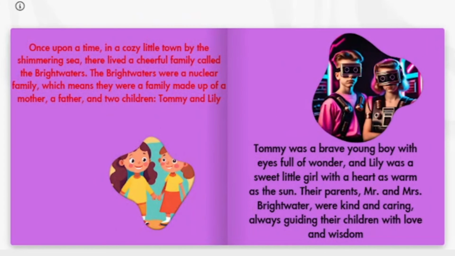The Loving Lighthouse by Seon Olatunji. Once upon a time, in a cozy little town by the shimmering sea, there lived a cheerful family called the Brightwaters. The Brightwaters were a nuclear family, which means they were a family made up of a mother, a father, and 2 children, Tommy and Lily. Tommy was a brave young boy with eyes full of wonder, and Lily was a sweet little girl with a heart as warm as the sun. Their parents, Mr. and Mrs. Brightwater, were kind and caring, always guiding their children with love and wisdom.